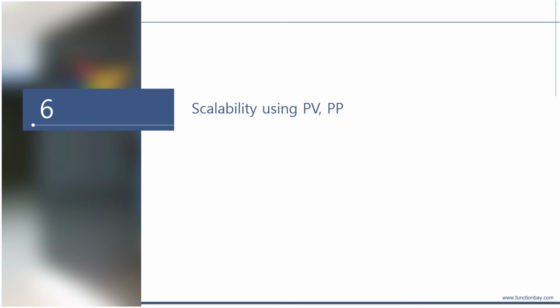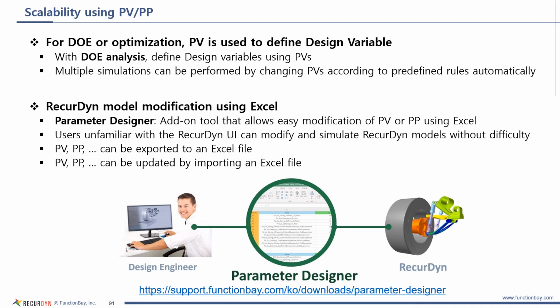Finally, this is the last session. I will introduce the scalability of RecurDyn using PV and PP before finalizing this seminar. Modeling with PV and PP could be considered as parametric modeling. These parametric models are practical when performing DOE or optimization in RecurDyn. For DOE or optimization, it is necessary to define the design variables. In RecurDyn, the design variables can be defined using PV. In other words, modeling using PV must be preceded for DOE or optimization of RecurDyn models.